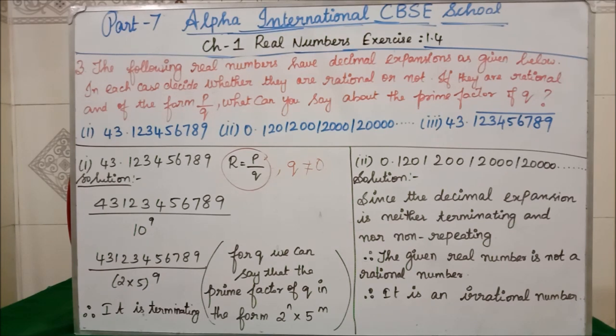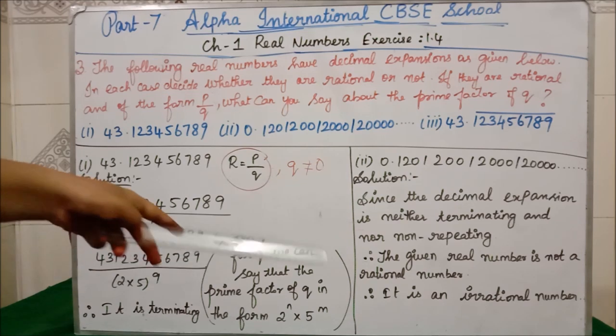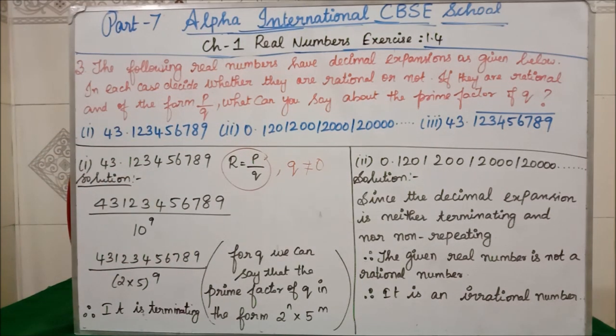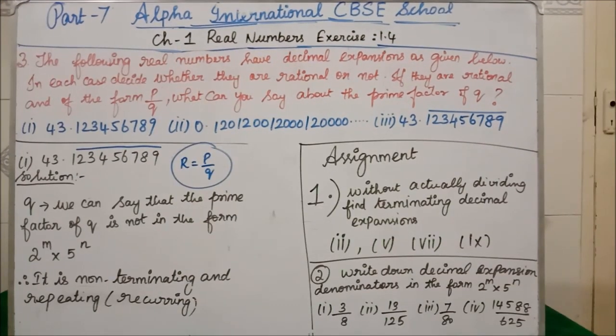Therefore, we can conclude that our solution is what? It is an irrational number. Clear? If it is a rational number, we have to say the prime factor of Q. Since it is an irrational number, that's all. Our problem is over. Clear? The last, third question we'll see now. Now we'll see the third question, third subdivision.